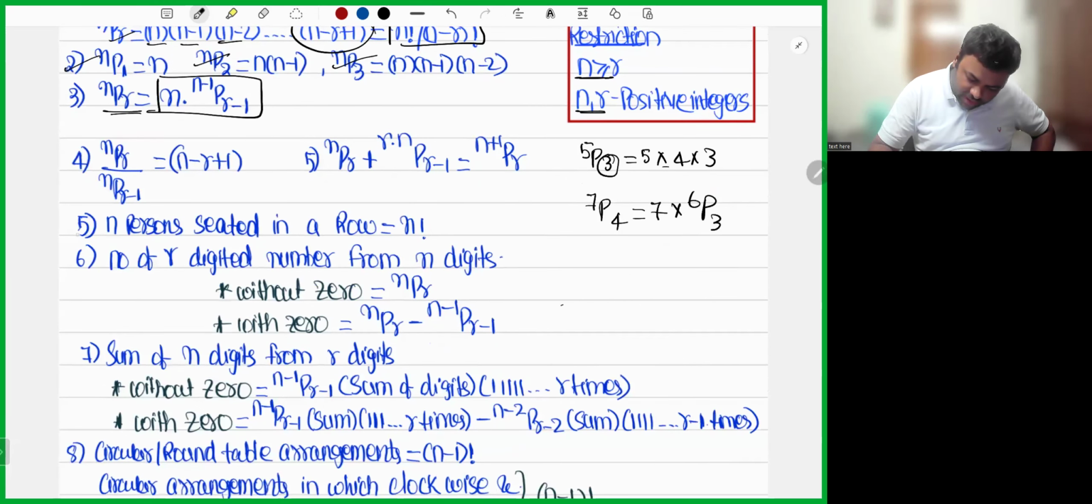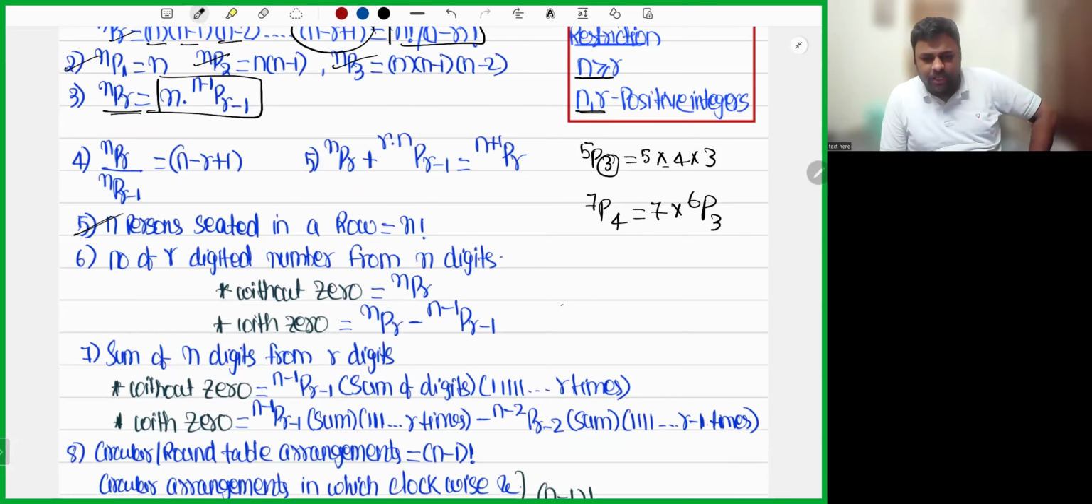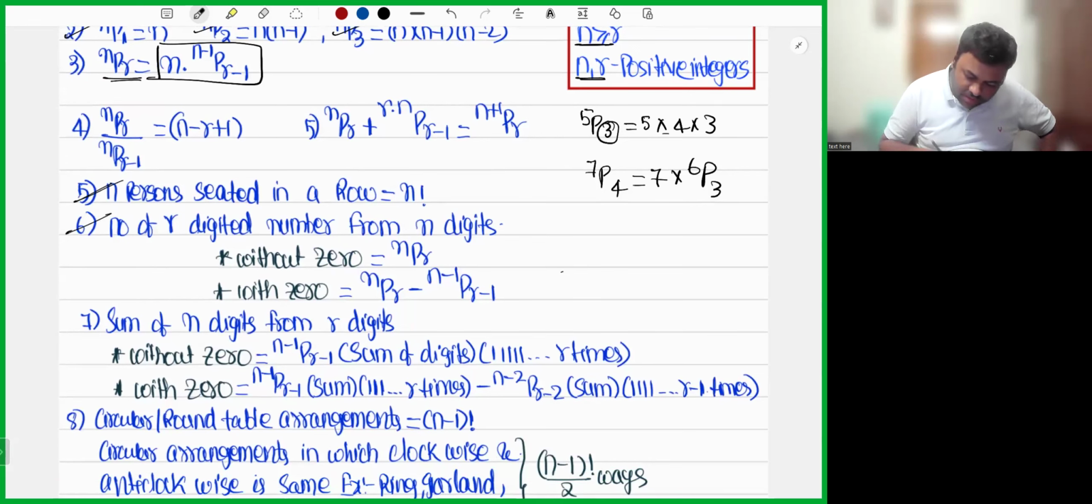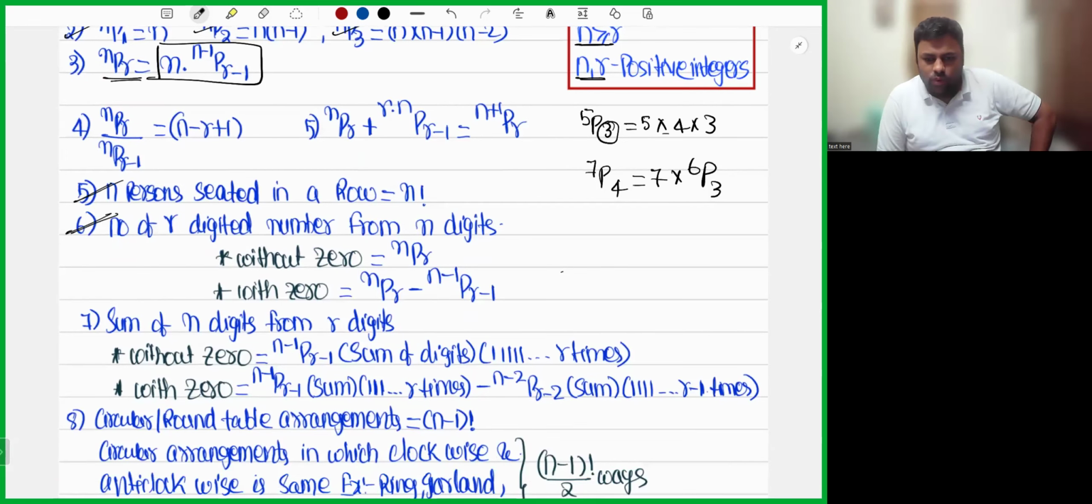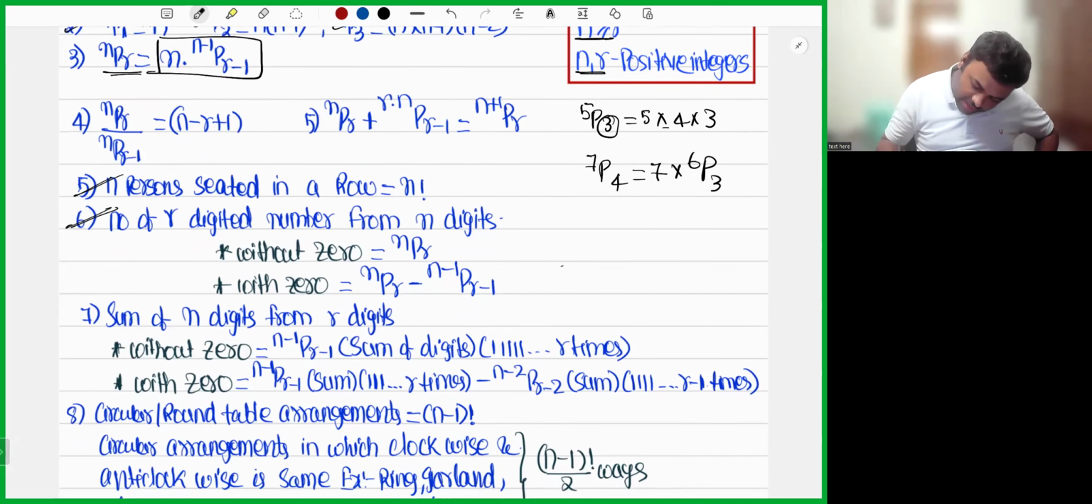10 persons arranging in a row. How will you do n persons arranging in a row? N factorial. Next, number of r-digit numbers from n digits. If there is no 0, nPr. If there is 0, nPr minus (n minus 1)P(r minus 1). Next, case 7.